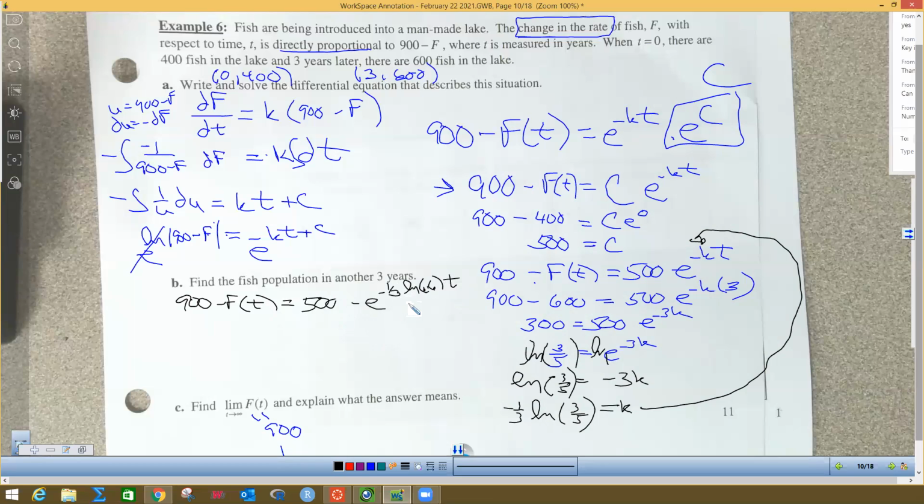Okay, you want me to show you that we can simplify it more? Okay, I'm just going to leave it like that then.